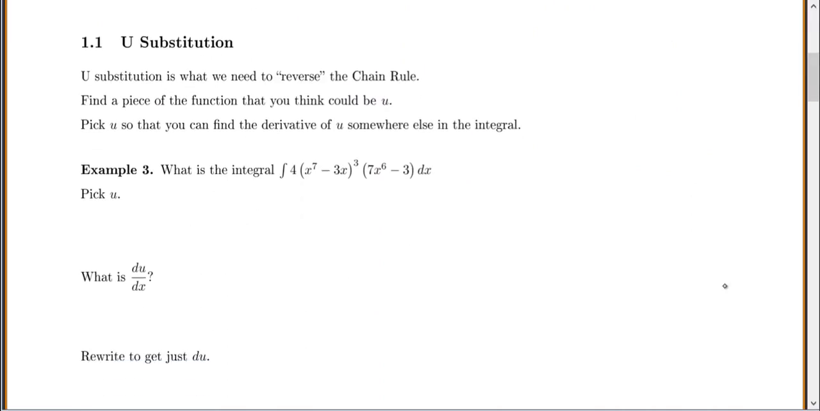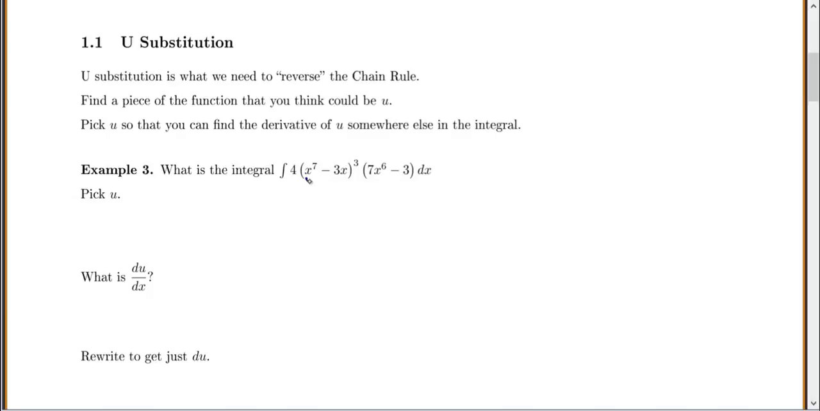So how do we actually do this if we didn't just barely take the derivative? We use what's called u substitution. It helps us undo the chain rule. So what you do is you find a piece of the function you think could be called a u. That's why it's u substitution. And the way we pick u is we want to be able to find the derivative of u somewhere else in the integral. The part that I pick to be u is often going to be inside parentheses or inside a square root or something like this.